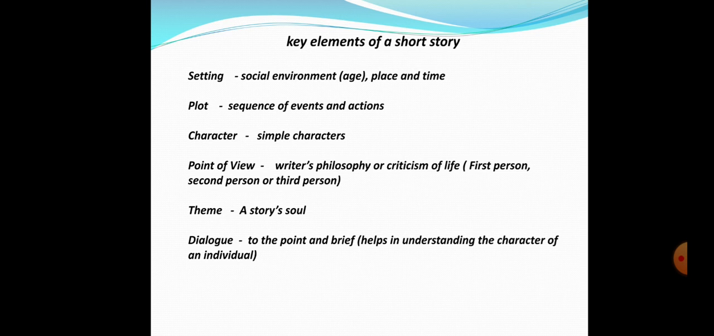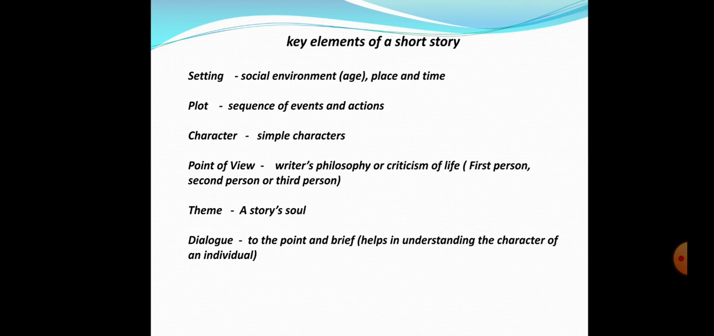Then another important key element is character. Characterization and character development is a very important feature of a short story. Usually in short stories, flat or simple characters are introduced and generally the story revolves around one single character only.